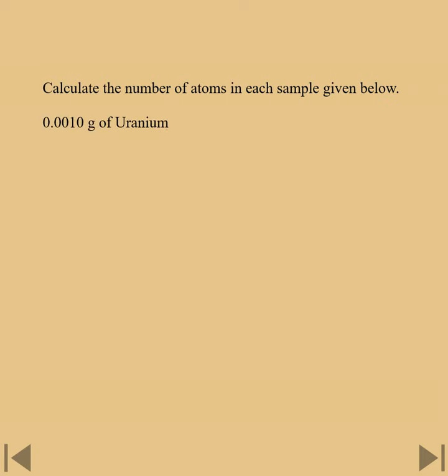And now calculate the number of atoms in each sample given below. Okay, we're using our units. Step 1, we're after uranium atoms. Step 2, we're going to start with that given 0.0010 grams of uranium. And now step 3, out of grams of uranium, and getting this far should always be a no-brainer. That's the idea of these first 3 steps, to get us well on our way before we get to the challenging part. And the challenging part is right now.